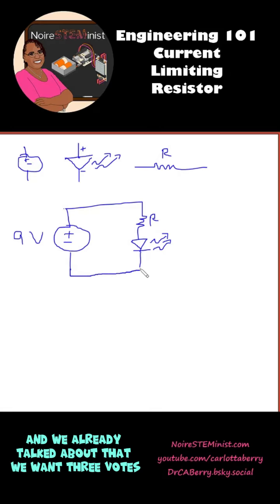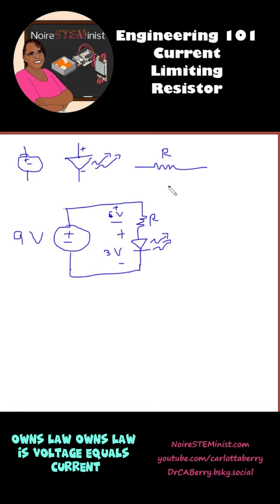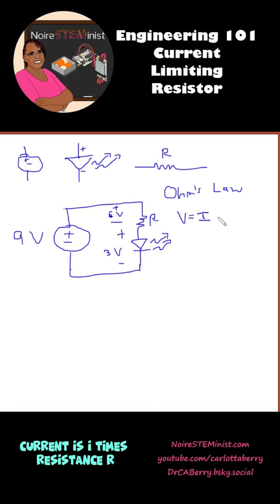And we already talked about that we want 3 volts to drop across that LED. So that means we need 6 volts to drop across the resistor. So the way that we find the value of the resistor is called Ohm's law. Ohm's law is voltage equals current, which is I, times resistance R.